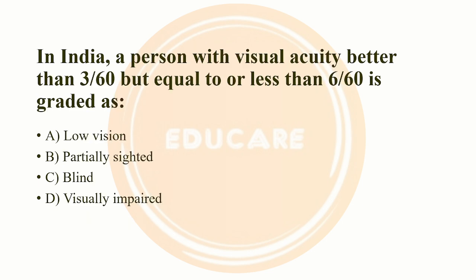Next, in India, a person with visual acuity better than 3 by 60 but equal to or less than 6 by 60 is graded as option: low vision, partially sighted, blind, visually impaired. The answer to this question is option C, that is blind.